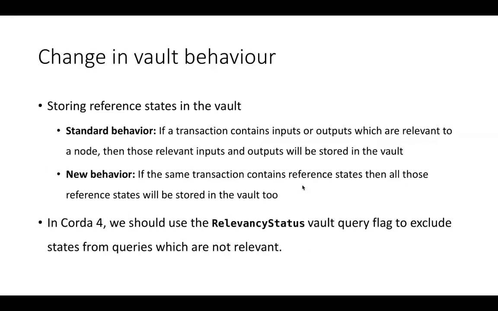Okay, cool. So there's a slight change in the vault behavior since the introduction of reference states. So before, the vault would only store an input or output if it was relevant to that particular node. And what that means is that if that input or output had a public key in the participants list for that state that was known by the node. So this was a public key for a key pair that the node has previously generated. If so, then any input or output that had a public key match in the participants list would be stored in the vault. And that's how it works today as well.